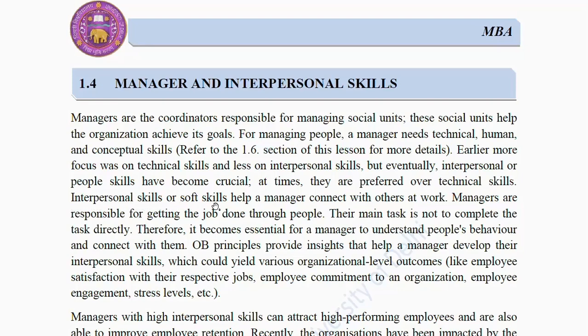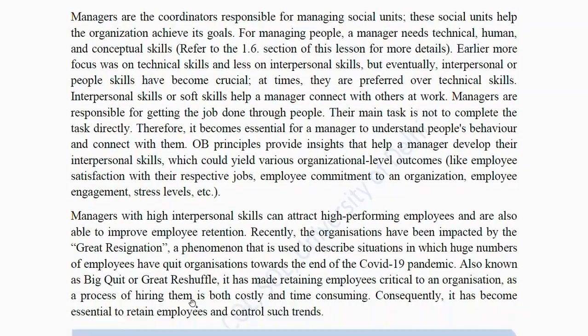Interpersonal skills or soft skills help a manager connect with others at work. Managers are responsible for getting the job done through people. Their main task is not to complete the task directly. Therefore, it becomes essential for a manager to understand people's behavior and connect with them. OB principles provide insights that help a manager develop their interpersonal skills, which could yield various organizational level outcomes such as employee satisfaction with their respective jobs, employee commitment to an organization, employee engagement, stress level, etc.